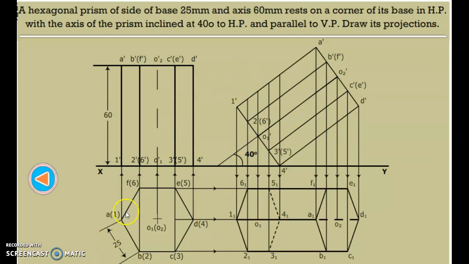So we are going to draw a corner resting hexagon. Okay, so because it is resting on one of its corner, so we are going to draw a corner resting hexagon. Okay, so when it's resting on corner, this point will be your A1, B2, C3, D4, E5, F6, and similarly we can draw this using a template. The hexagon is of base 25 mm, so all the sides should be of 25 mm.